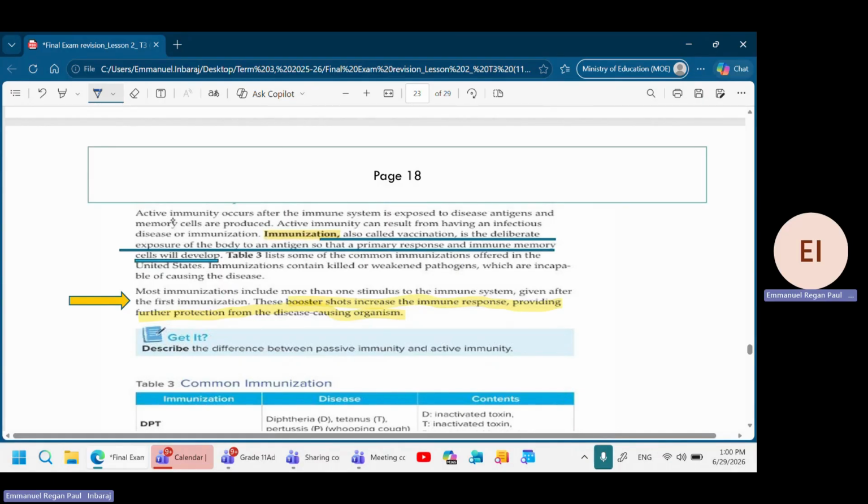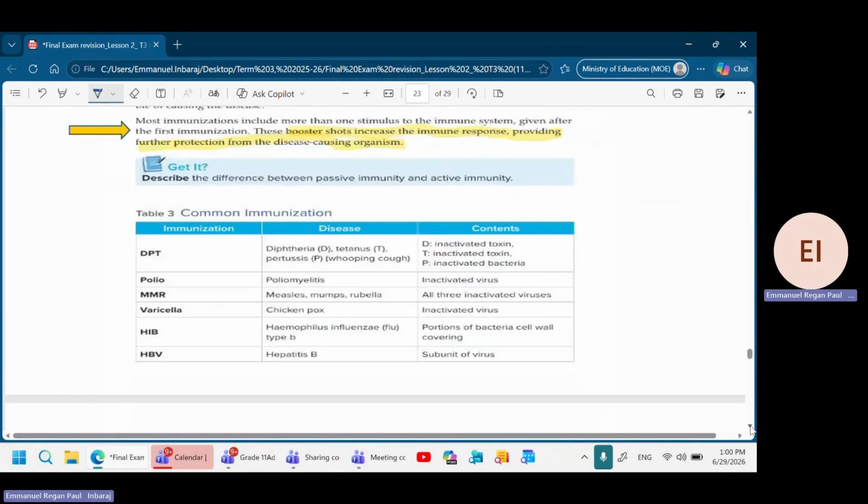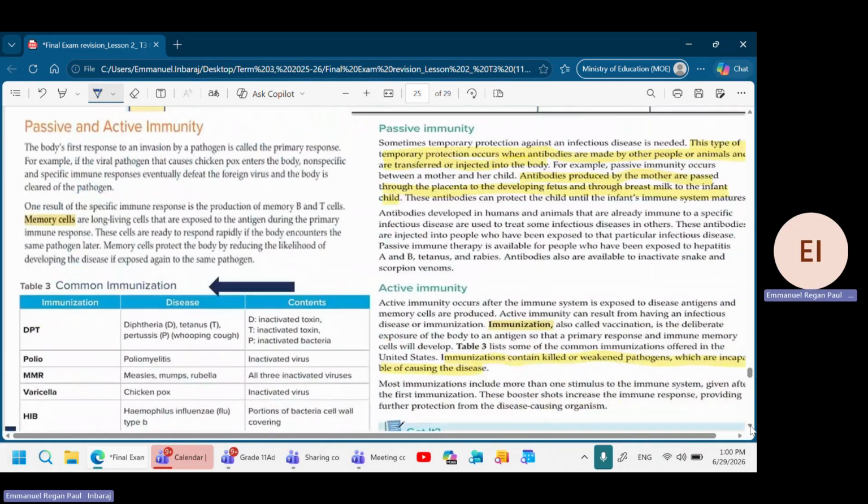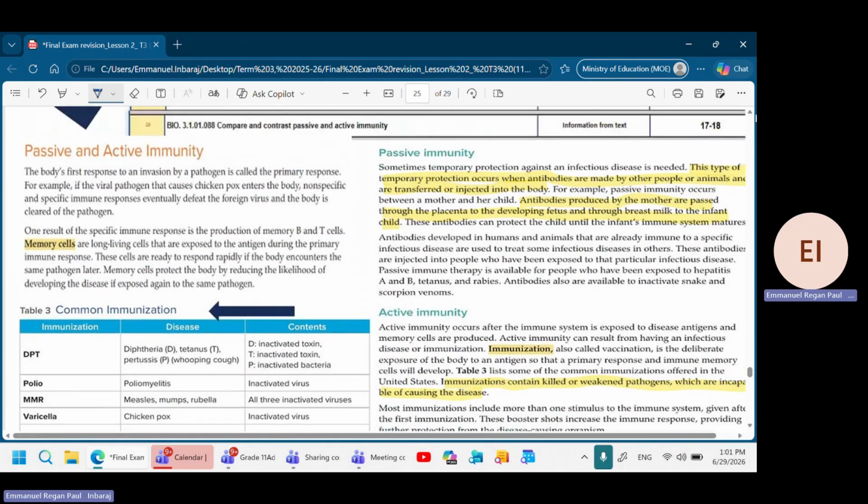Now, what is active immunity? First of all, let's see the difference and come back. So for that, you need to move to another page here. Yeah. Let's see the difference between active and passive immunity. This is on page number 18. Move on to page number 18.